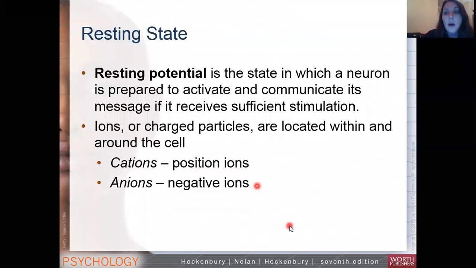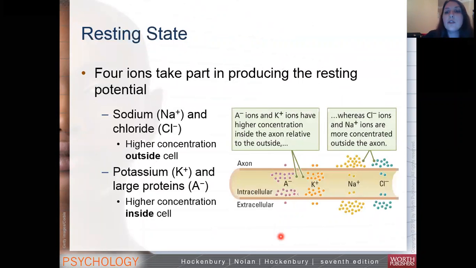Now, so we have positive ions, which are cations, negative ions, which are anions. And the mixture of those charged particles will determine if we have a more positive or a more negative charge. And the inside of a neuron sits at a negative 70 millivolt charge. Now, this is the reason why it's sitting at a negative 70.